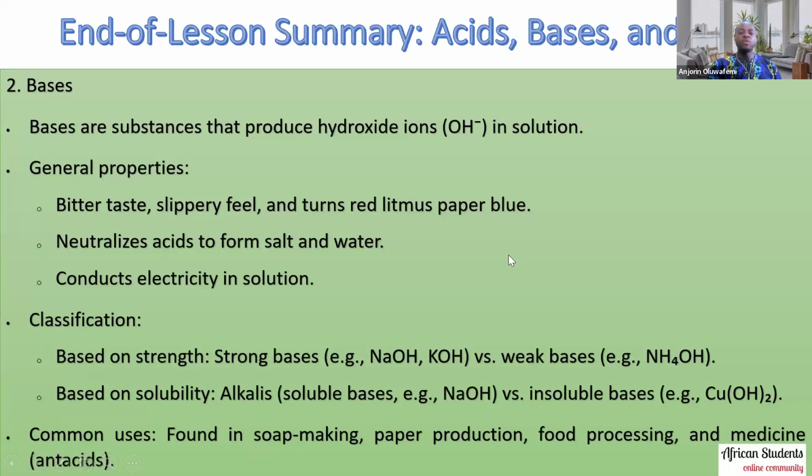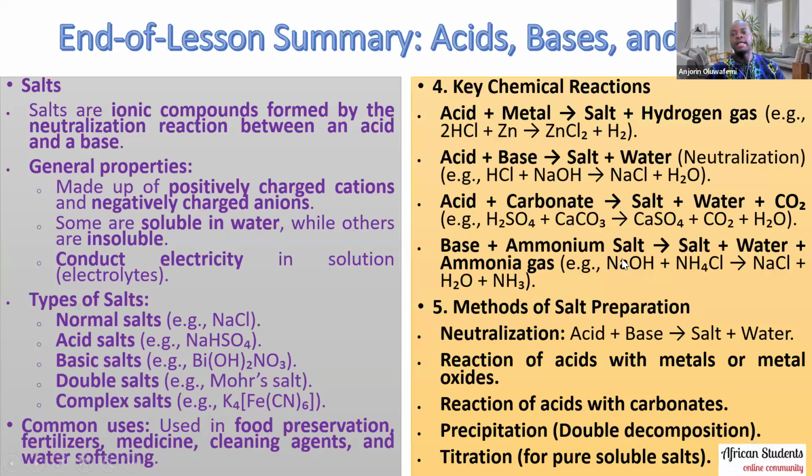We equally looked at bases and we defined what they are. We looked at their general properties and then we classified them based on strength and based on solubility also. Then we looked at examples and their uses accordingly. We also touched on salts and we defined what they are. We gave general properties for salts, then the types of salts that we have: normal salt, acid salt or acidic salt, basic salt, and then double salt and complex salt. So we looked at these one after the other, and we explained them and gave suitable examples accordingly.